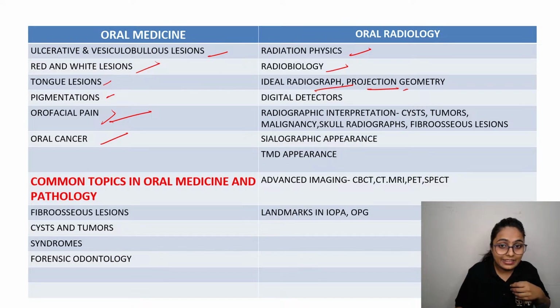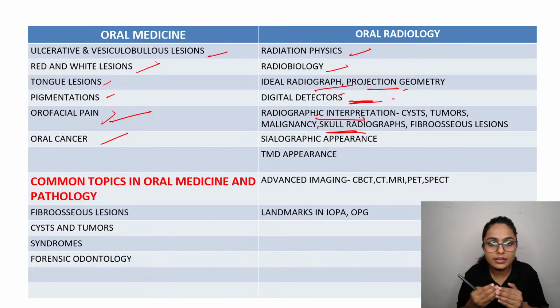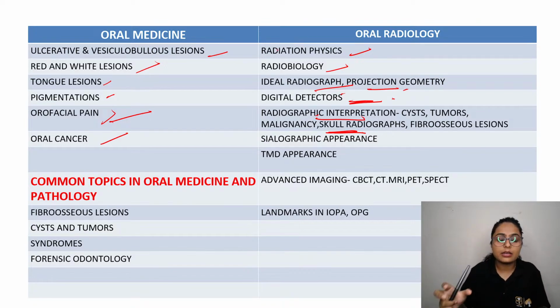Then we have digital detectors in digital radiography, all right. We have radiographic interpretation like in cyst or tumors, all right, which radiographic appearances are seen in malignancy, then systemic diseases manifested in the jaws, all right, and which appearance is seen in the skull. Okay, in skull radiograph they'll give you the radiograph of the skull and they'll ask you this appearance is seen in which diseases, so you should be able to answer such questions.